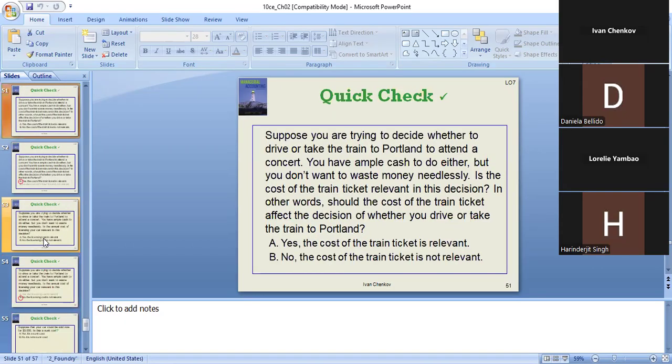Now let's see this quick check. Suppose that you are deciding whether to drive or take a train to Portland because you want to go to the concert. Money is not a problem. You have enough cash, so money is not your constraint here. So you have two options: to drive or to take a train. The question is, is the cost of the train ticket relevant for this decision? Or should the cost of the train affect the decision whether to drive or take a train?